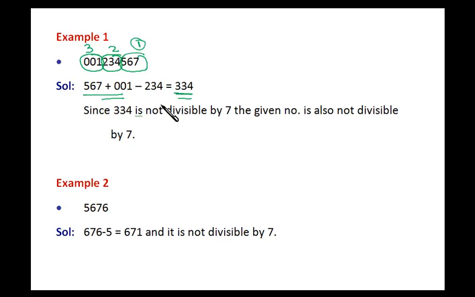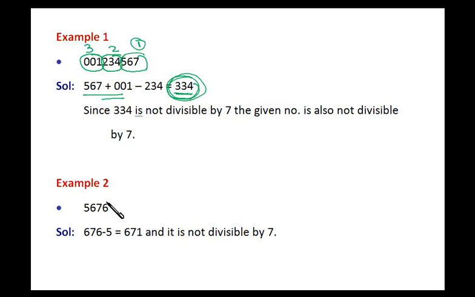But since 334 is not divisible by 7, the given number is also not divisible by 7. So all you need to check is that after you do the addition and the subtraction, whether the number that you got is divisible by 7 or not. If it's not divisible, then the whole number is also not divisible by 7.